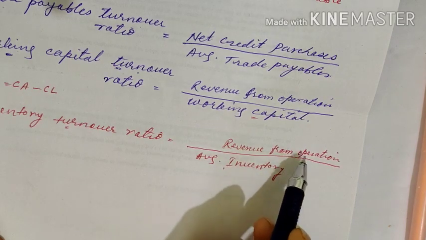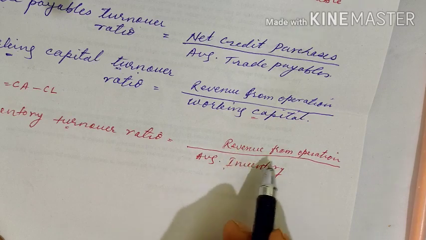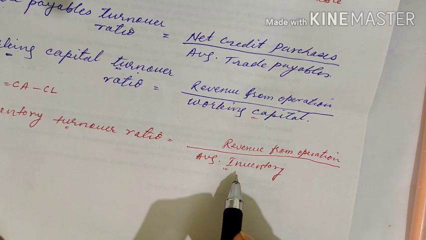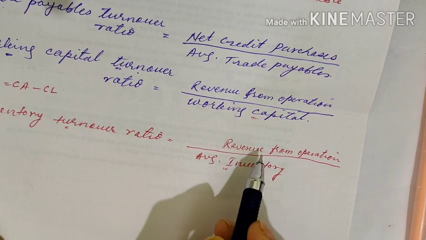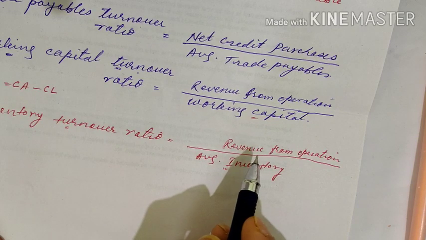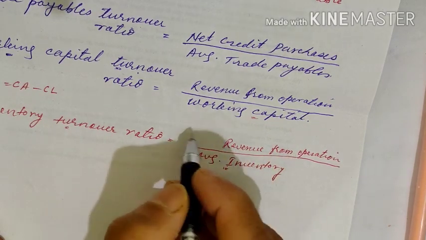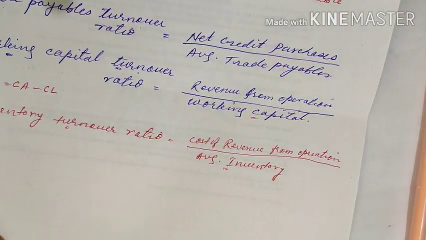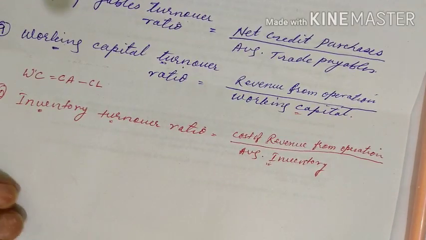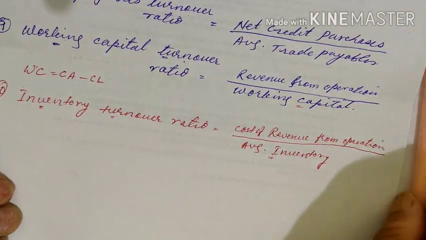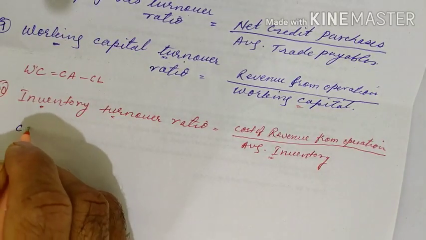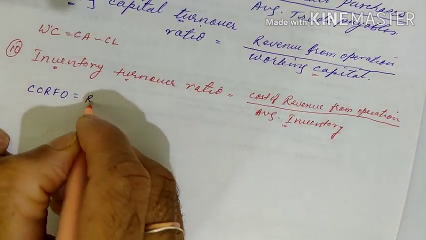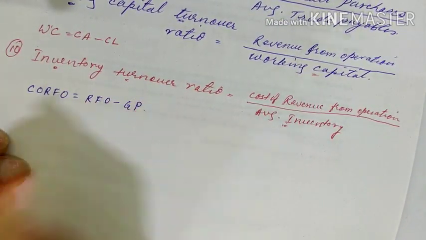If you simply write revenue from operation, this means this is the selling price, that means market value. But here inventory is not at market value, it is at cost value, cost price. So this revenue from operation should also be at cost price. So instead of revenue from operation, we'll write down here cost of revenue from operation. And how do you find out cost of revenue from operation? Cost of revenue from operation can be calculated as revenue from operation minus gross profit.